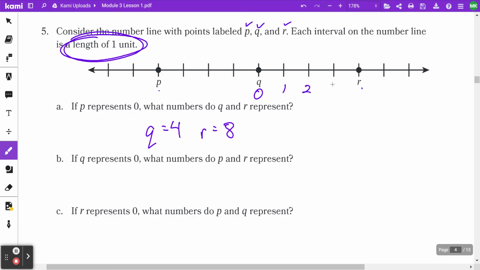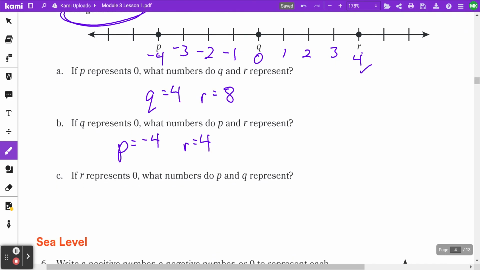So everything to the right is positive 3, 4, but everything to the left is negative 1, negative 2, negative 3, negative 4. Okay, so P is going to equal negative 4, right? And R is right over here, and that's a positive 4. Again, I don't need the positive symbol. If you want to put it in there, fine, but you don't need it.